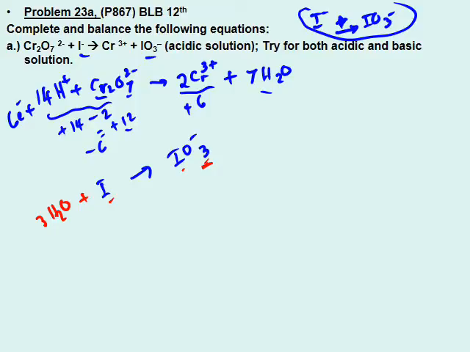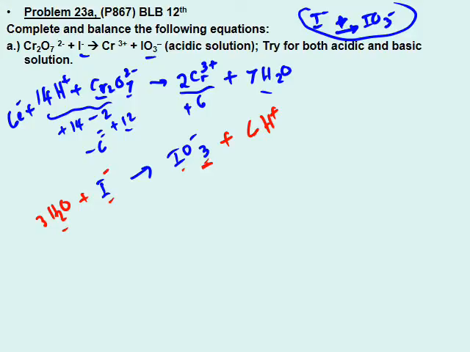Now I need to balance hydrogen. I have 6 hydrogen on the left side. I must have 6 H plus on the right side. Now let's balance charges. I think I forgot something here.